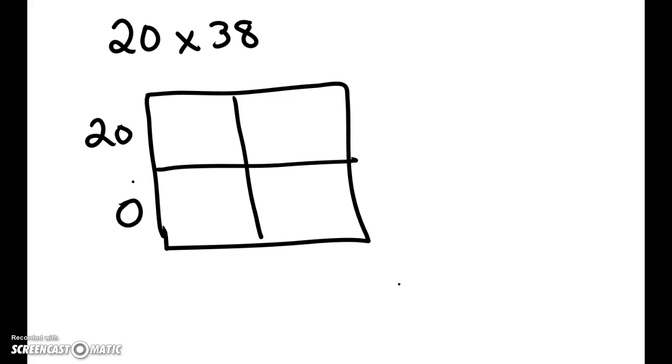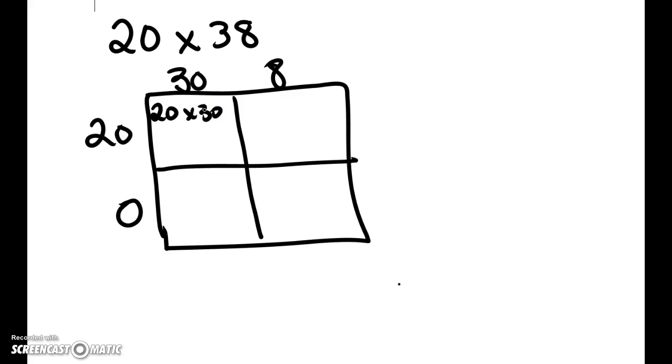So then we look at the number 38. The 3 is in the tens place and it's worth 30. And the 8 is in the ones place and its value is 8. So now we can start showing her what the value of this entire area of the area model is worth. So this one would be 20 times 30.